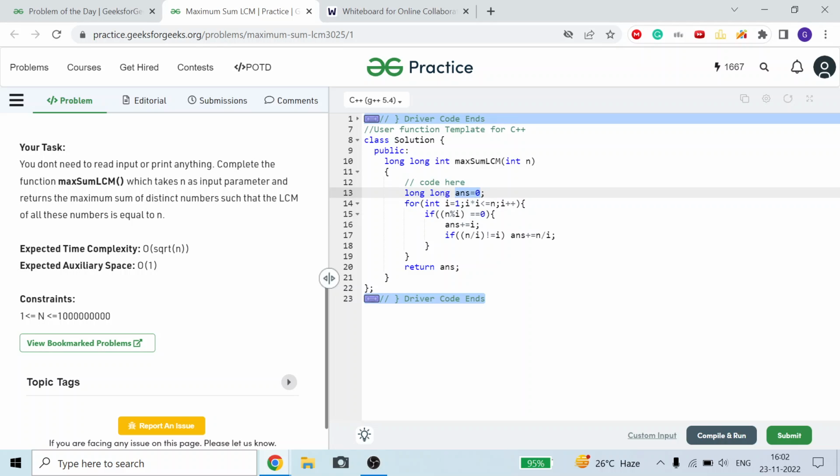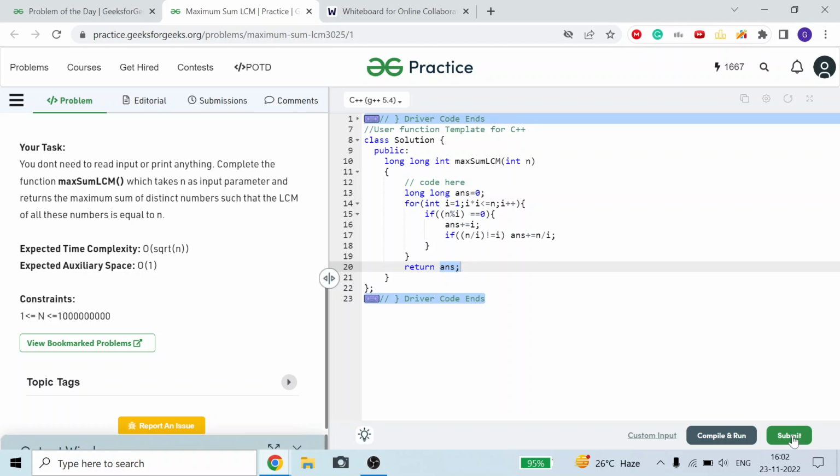So I will take this, run a loop from 1 while i square is less than or equal to n. If my n modulo i is equal to 0, it means the ith number can divide my n, so it is a possible factor. Add it in my answer. Now if n divided by i is not equal to i, meaning both factors are different, I will add this in my answer too: answer plus equal to n divided by i. And at last I will just return my answer.